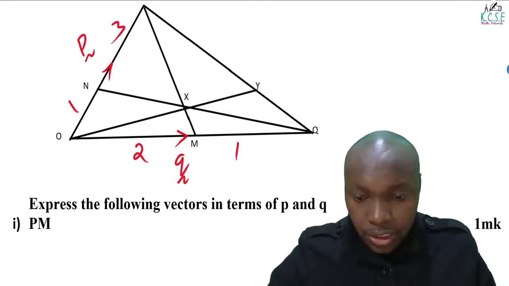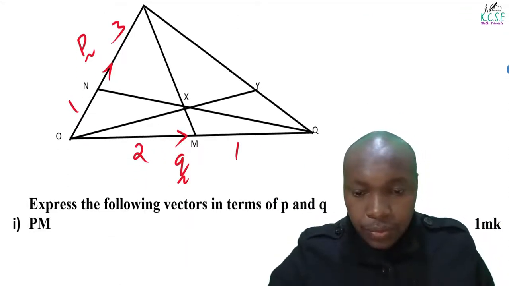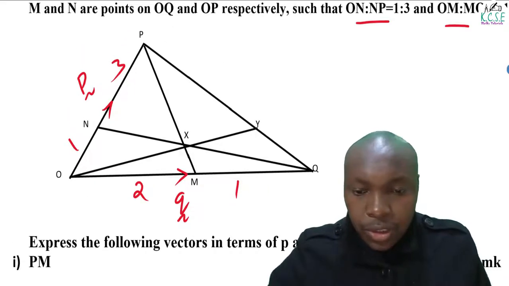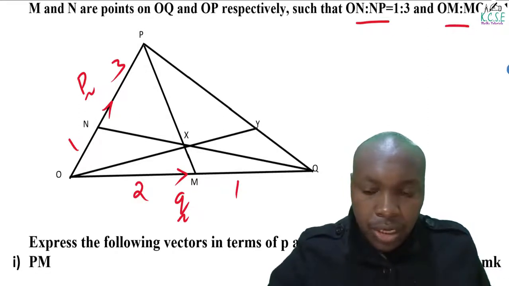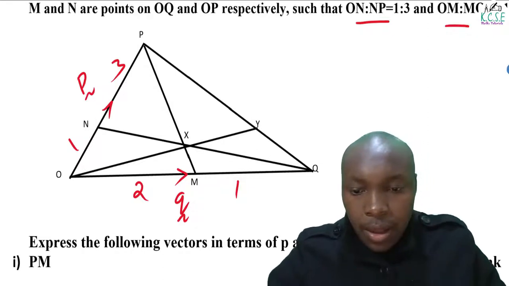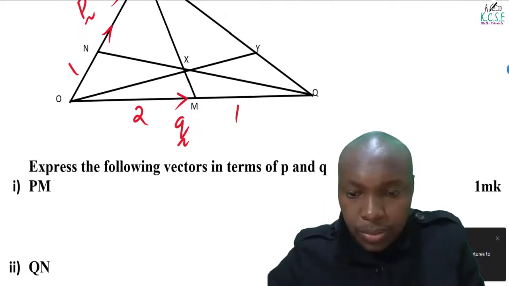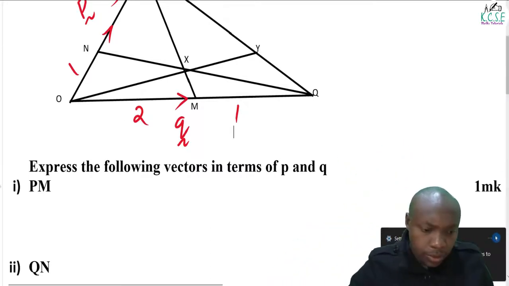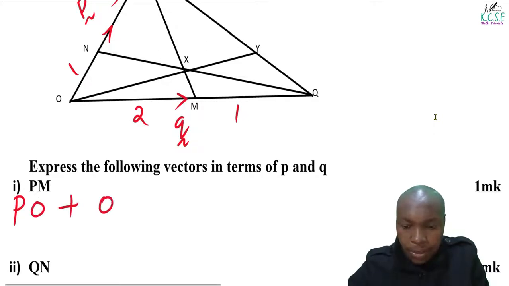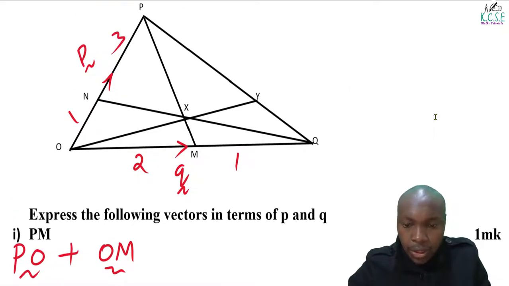The first one is express the following vectors in terms of P and Q. PM. So to get PM, we need to identify the direction. So we need to stand at P and find the best route that will take us to M. So that is very important. In vectors, it is all about direction. So the route you're going to take from P to M is PO plus OM. So we first move from P to O, then from O to M.